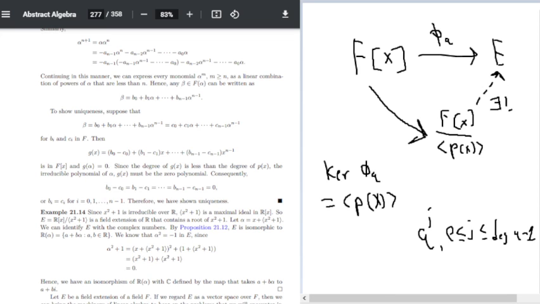Then, g of x is equal to b naught minus c naught plus b1 minus c1 x plus on and on to plus b n minus 1 minus c n minus 1 x to the n minus 1. And this is in f of x with g of alpha equals 0. Since the degree of g of x is less than the degree of p of x, the irreducible polynomial of alpha, g of x must be the 0 polynomial. Consequently, b naught minus c naught is equal to b1 minus c1 is equal to on and on to equal to b n minus 1 minus c n minus 1 is equal to 0, or b sub i is equal to c sub i. Therefore, we have shown uniqueness.